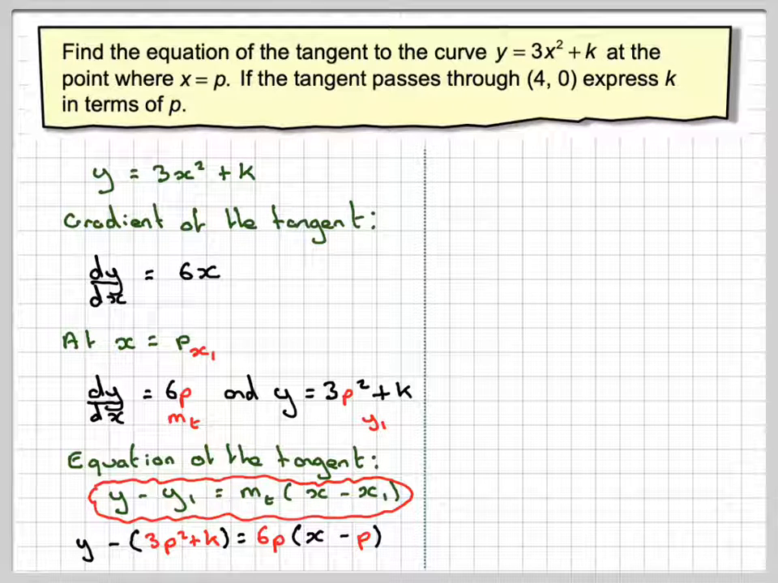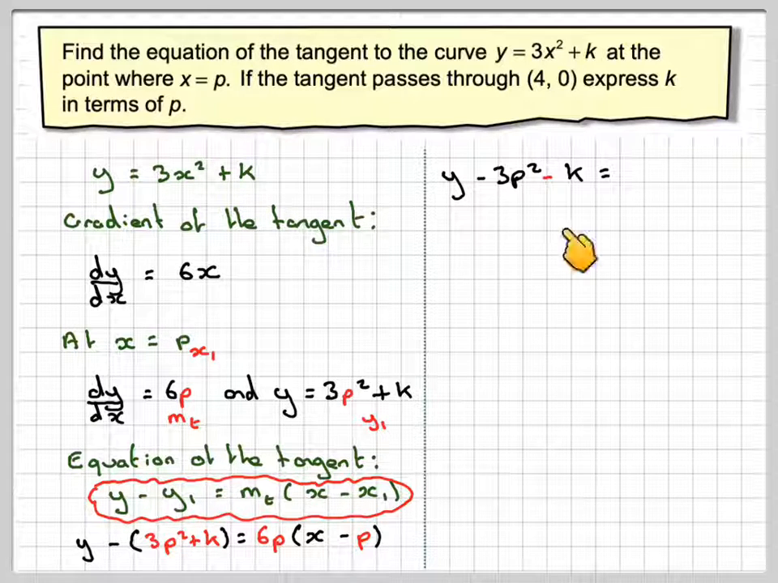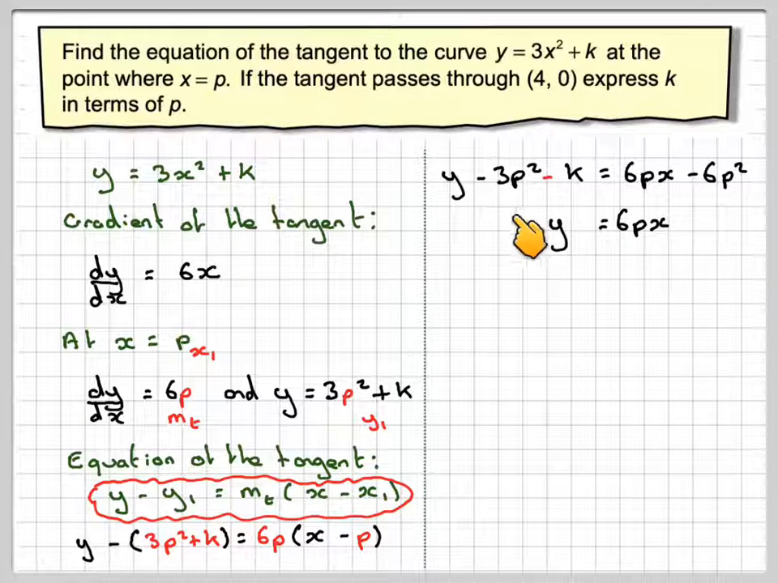Right, we now need to simplify that a bit. So removing this bracket here, we're going to get y minus 3p squared, and a minus times a plus will make minus k, and then we're going to have 6px minus 6p squared. Right, simplifying that, so we're going to have that y is equal to 6px, and then a minus 6p squared plus 3p squared gives me minus 3p squared, and then we've got a plus k on the end there.